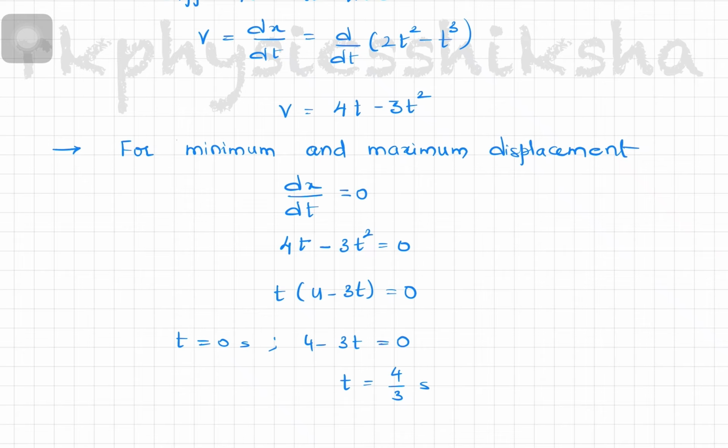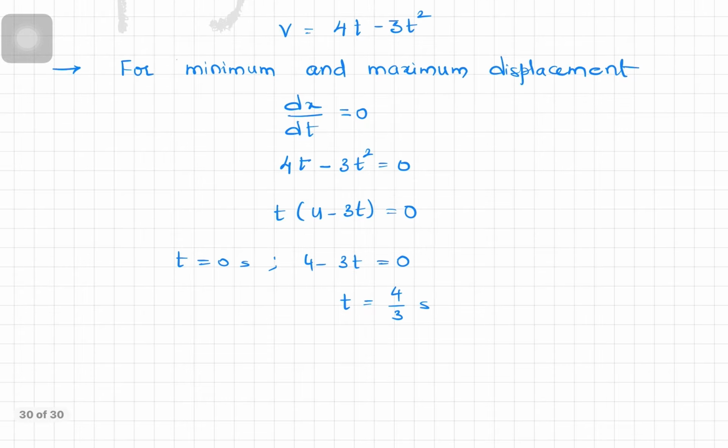Two values you have. At these two instants of time, the displacement can be maximum or minimum. Why can they be maximum or minimum? Because the slope of the graph at the maxima or the minima is always 0. So the time 0 seconds or the time 4 by 3 seconds either can be maximum or can be minimum. Then how do we identify whether it is maxima or minima?